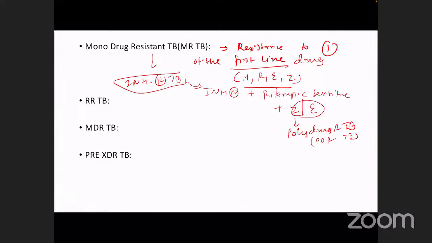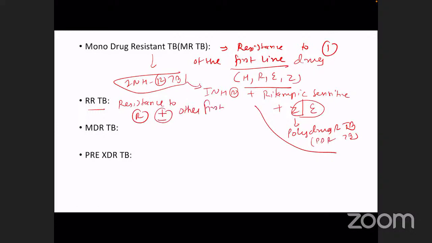Now, rifampicin resistant TB is basically resistance to rifampicin, plus or minus resistance to other first line drugs, but there's for sure resistance to rifampicin. Now, MDR TB is rifampicin resistance plus INH resistance, with or without resistance to other first line drugs.